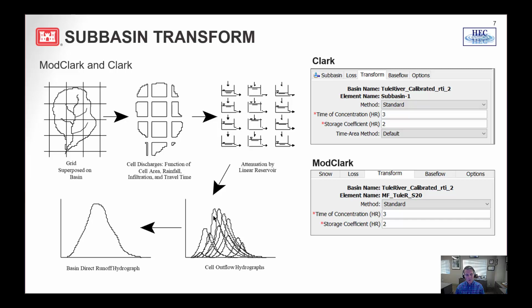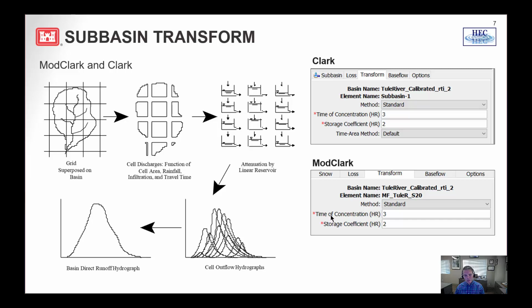Let's talk about transform for a second. So you're very familiar, I'm sure, with the unit hydrographs and what that really means. And the Mod Clark method, so most SWMS models probably have the Mod Clark method used. And that method has two parameters, time of concentration and the storage coefficient. Time of concentration means how long does it take for water that falls in the most remote portions of the watershed to run off the watershed.